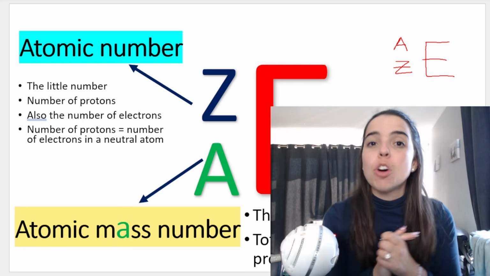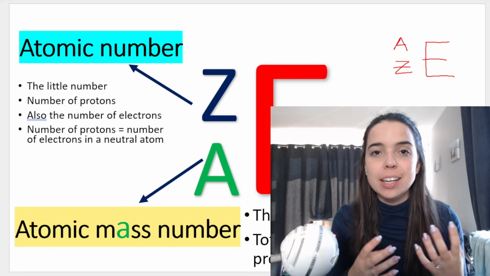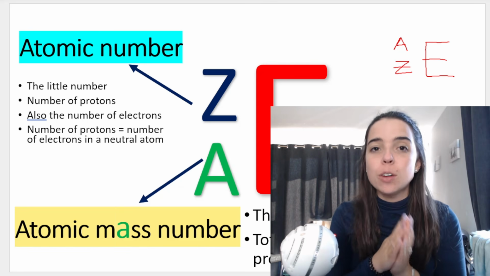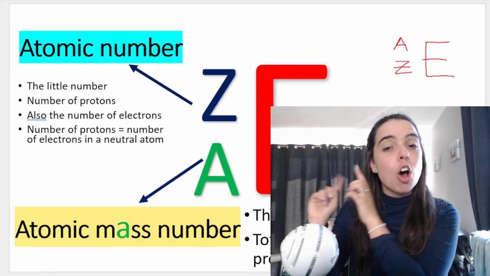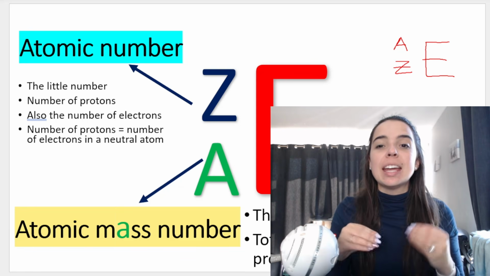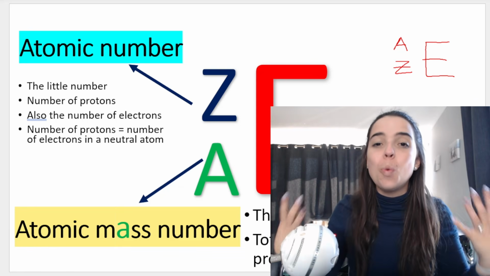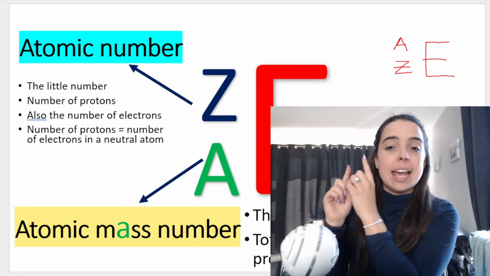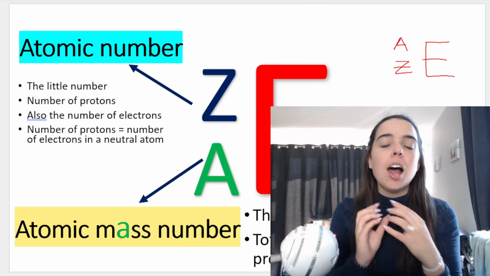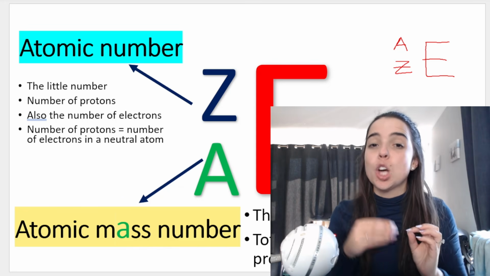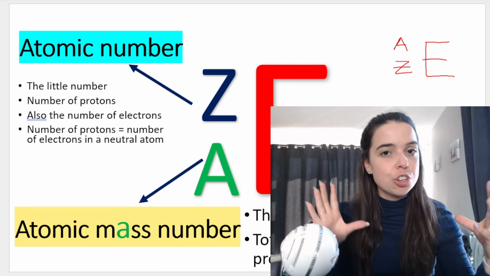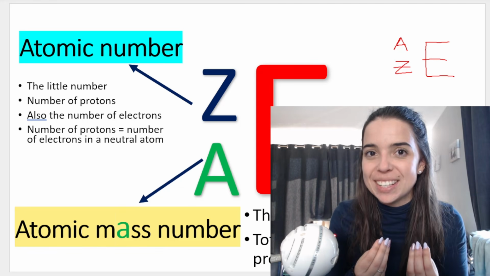Today we're going to continue on with the atom, grade 10 chemistry, and we're going to be looking at how to represent an element on the periodic table in its AEZ notation. Now, this is just a way to represent the element on the periodic table along with its atomic number and its atomic mass number. It's a notation, it's just a way of writing something.